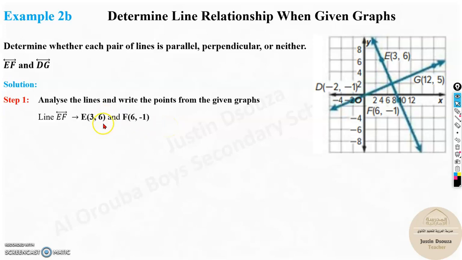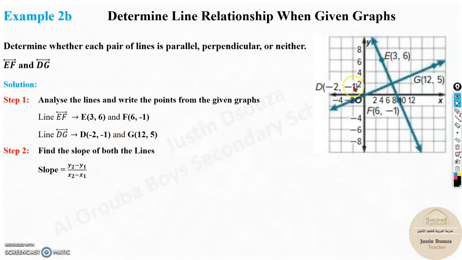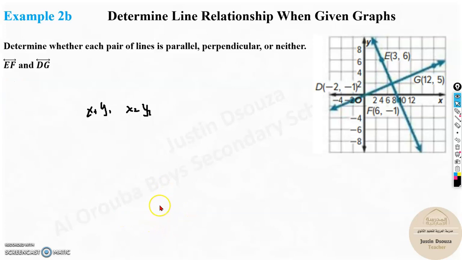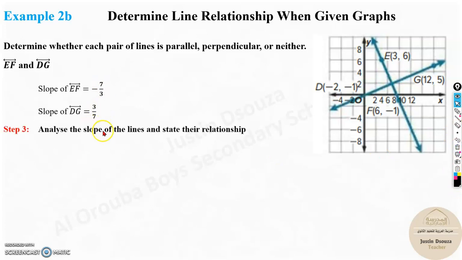But now we will just quickly look at this. For EF, write the given points, E and F. For DG, write the given points over here. Then use the slope formula, y2 minus y1 over x2 minus x1. Just apply over here, -1 minus 6 divided by 6 minus 3, and write the answer. Same way, slope of DG, it'll be 5 minus of -1 over 12 minus of -2. Get the answers.